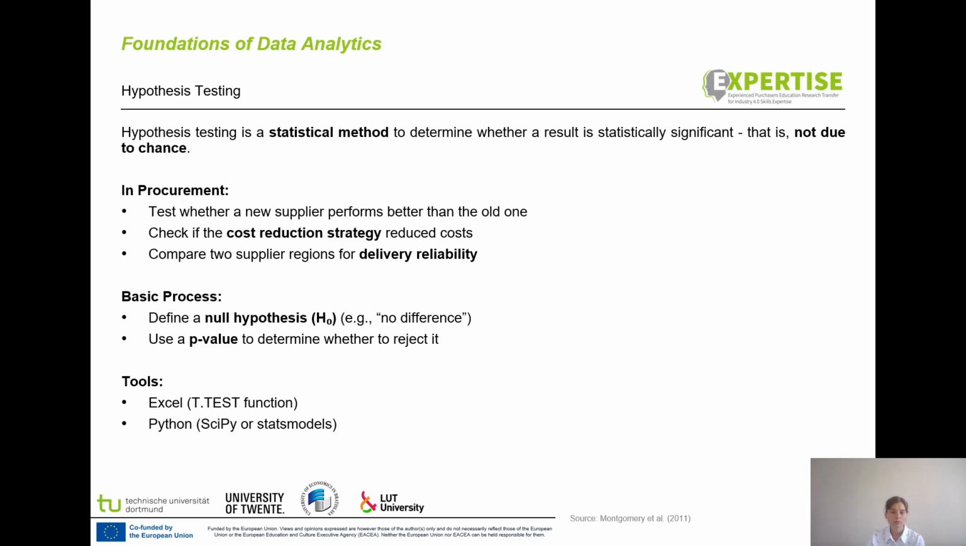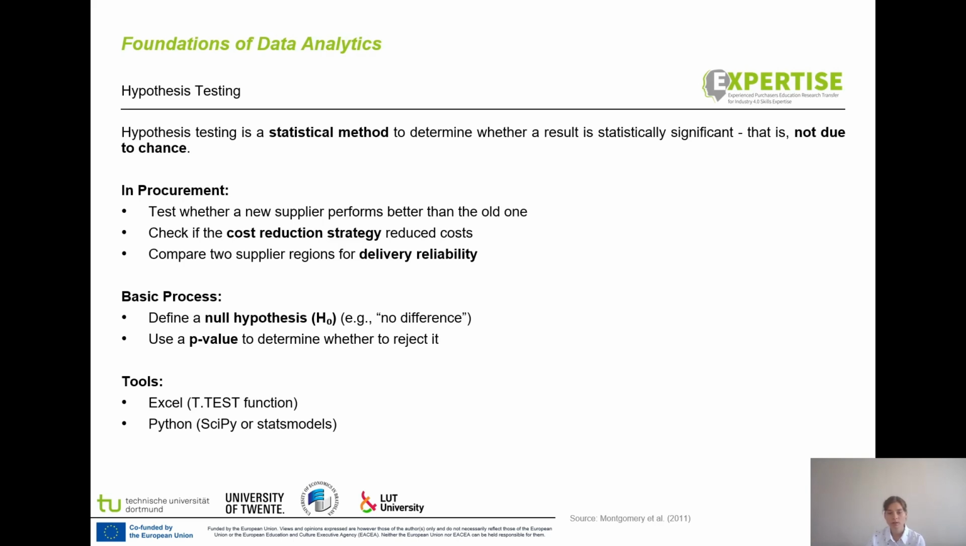Hypothesis testing, also known as A/B testing, is a statistical method used to determine whether an observed result is real or just due to chance. The process begins by defining a hypothesis, often a null hypothesis stating no difference, and then using a statistical test to evaluate whether the data supports rejecting it.